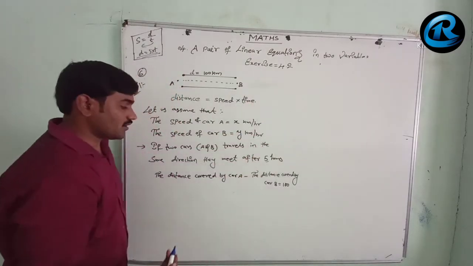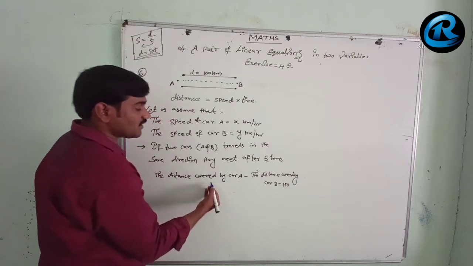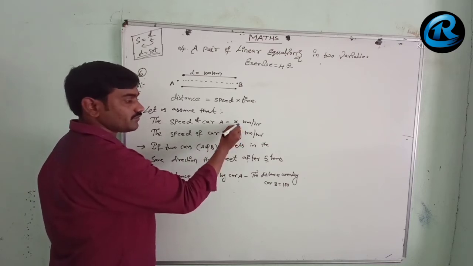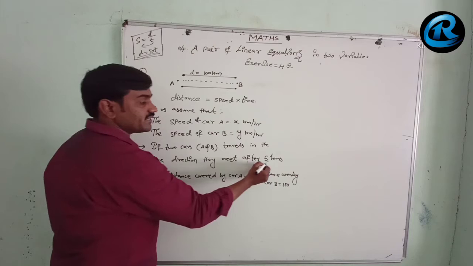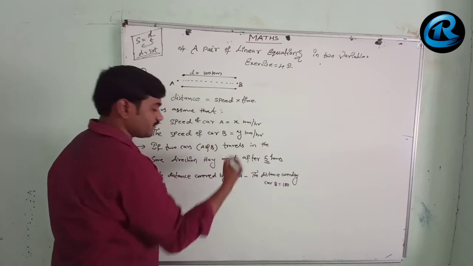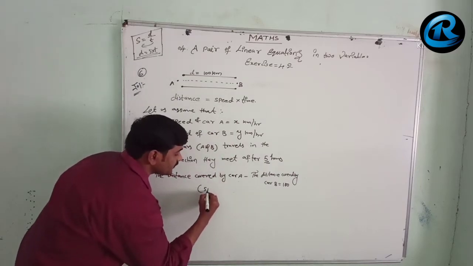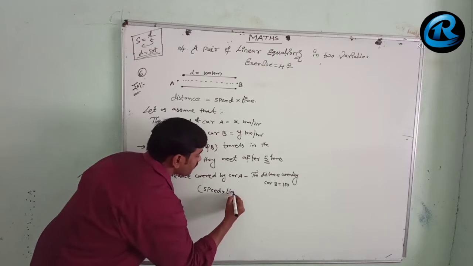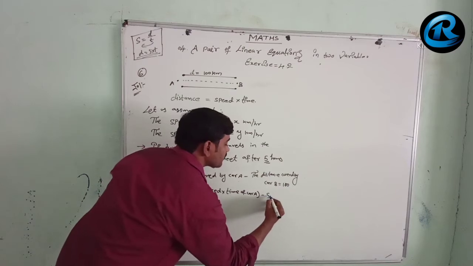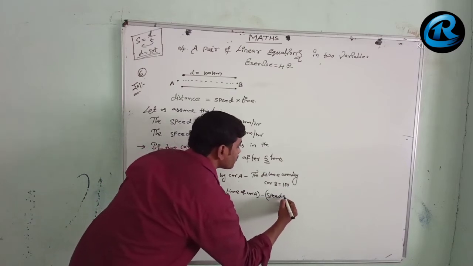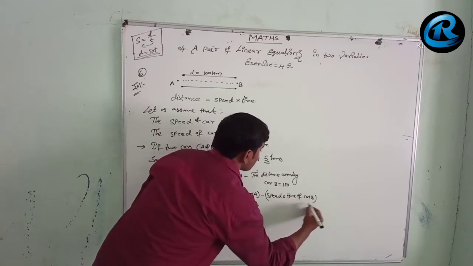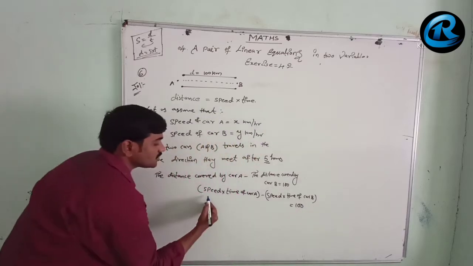Okay, if they travel in the same direction, we have to subtract. The distance formula is what? Speed into time. The speed of car A, I told x kilometer per hour, and they meet after 5 hours. Time equal to 5 hours. Here speed into time of car A minus speed into time of car B equal to 100 kilometers.